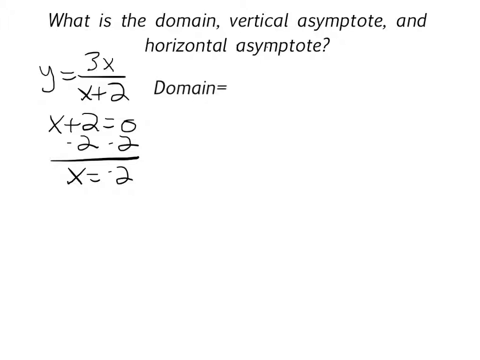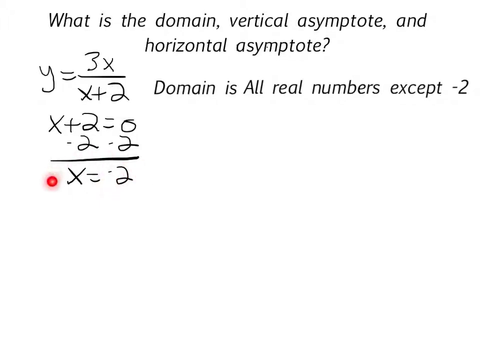domain is all real numbers except, and for the except, it's going to be the negative 2. So the domain is all real numbers except negative 2.